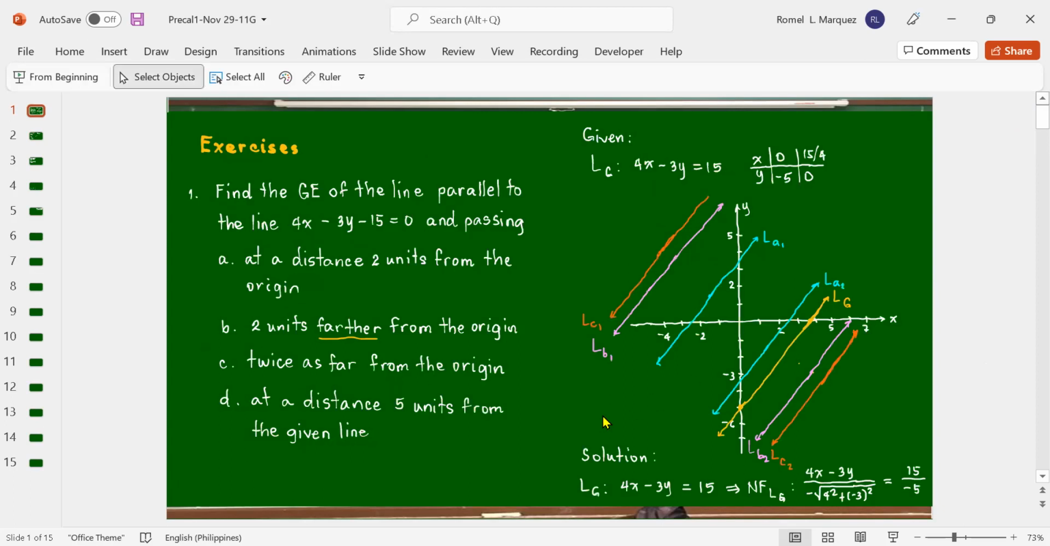Guys, for letter D, at a distance 5 units from the given line. So I am going to walk from the given line. How many units? 5 units away, no? 2 units away from the orange, no? Because orange is 6 units from the origin. The total now is 8 for the green. Am I right, guys?